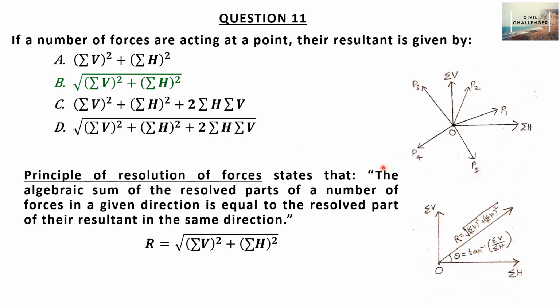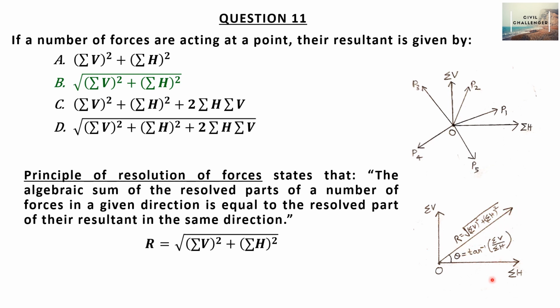We have already seen that we can apply the principle of resolution of forces to find the resultant of a number of forces acting at a point. We can find this resultant by using the equation R is equal to square root of sigma V square plus sigma H square, because we have seen that if two forces act at 90 degrees, then the resultant will be equal to the square root of the magnitude of the first force square plus the magnitude of the second force square.